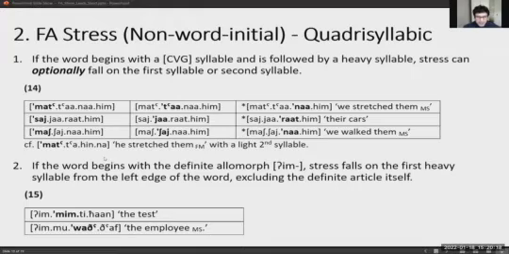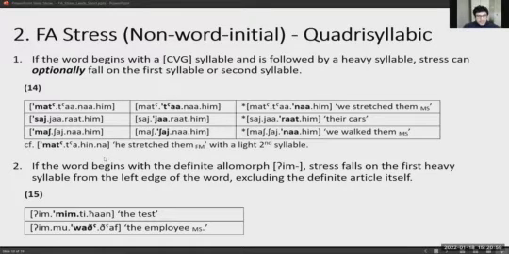But compared to trisyllabic words, quadrisyllabic words generally have more optionality. They show a lot of this optionality where speakers are not sure about which syllable is stressed, or they say you could stress this syllable or this syllable and the word would sound okay. So the first case where stress in these words can fall on a syllable other than the first syllable is when the word begins with a CVG syllable that is followed by a heavy syllable. In these words, stress typically falls on the first syllable, but optionally it can also fall on the second syllable, regardless of the weight of the third or fourth syllables. And the fourth syllable does not get stressed in these words anyway.